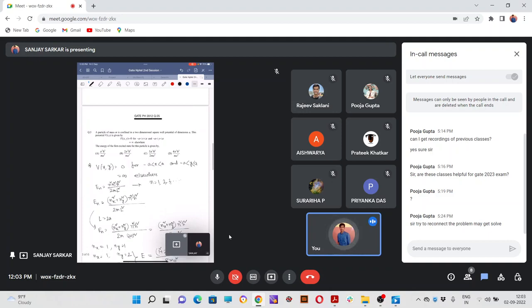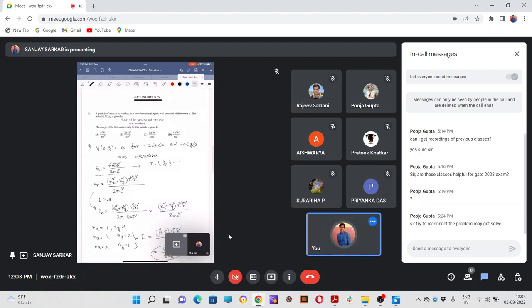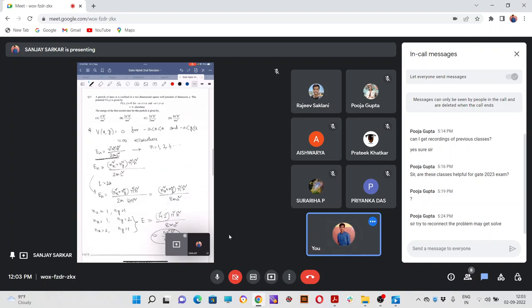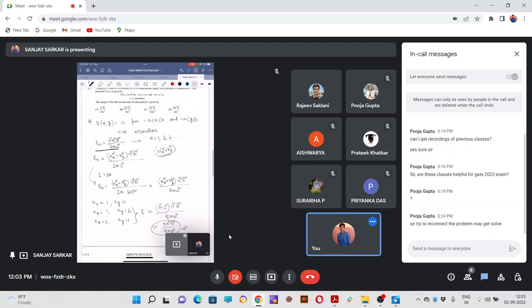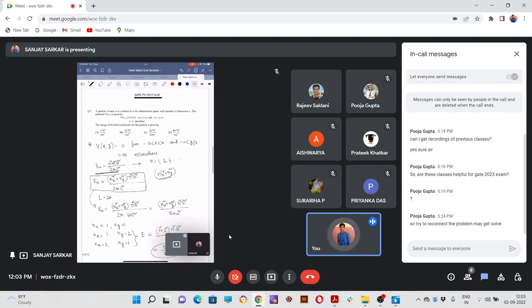So we have solved the one-dimensional potential well. Similarly, if we solve the two-dimensional potential well, we can see the energy eigenvalues. For the one-dimensional potential well, En equals n square pi square h bar square by 2mL square. For 2D, instead of n square, we will have nx square plus ny square. These are the eigenenergies for the 2D infinite potential well.